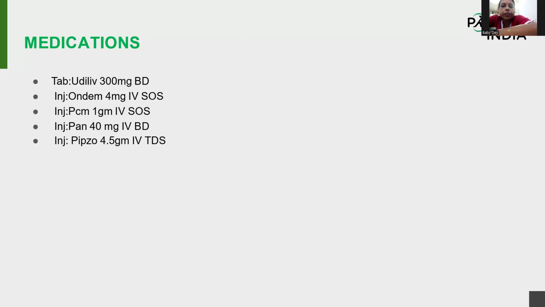Medication: tablet Udiliv 300 milligram BD, injection Ondem 4 mg IV SOS, injection ECM 1 gram IV SOS, injection 40 mg IV BD, injection Pixo 4.5 gram IV TDS.